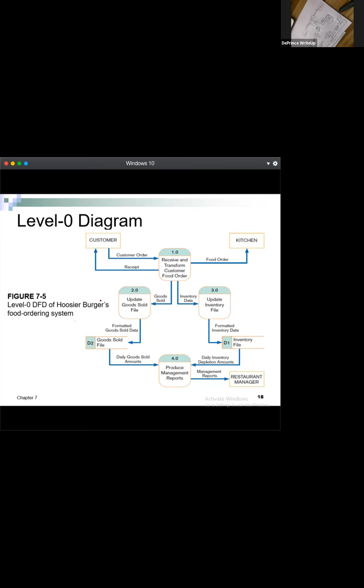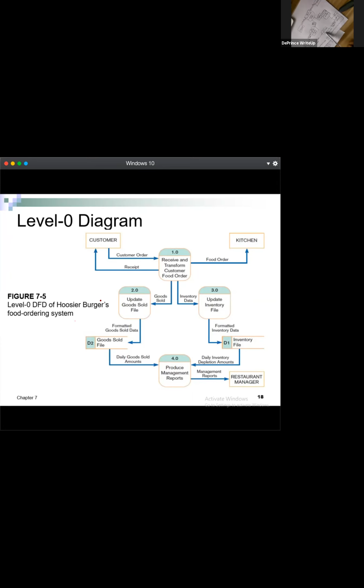So what is the difference between this diagram and this diagram? They broke down this process into more processes, four processes basically, okay? Receive and transform order, monitor goods sold, monitor inventory. The goods sold data goes to the goods sold file. Inventory data goes to monitor inventory. When you monitor inventory, maybe you update the inventory, and then update it in the inventory file. Update the goods in the goods sold file.